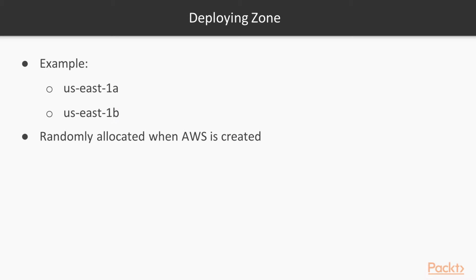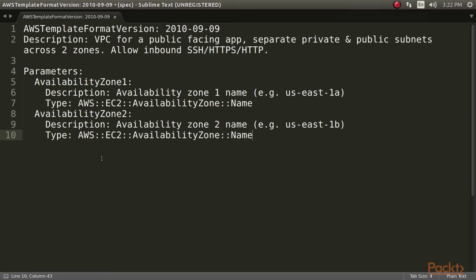Before we proceed, we need to know the names of at least two availability zones in the region we are deploying to. In our example, we deploy to US East, so to get things moving, you can just use US East 1A, US East 1B. Then you create an AWS account. Your zones are randomly allocated. This means that US East 1A in your account isn't necessarily the same data center as US East 1A in my account. Now we create a new CloudFormation template for our VPC.